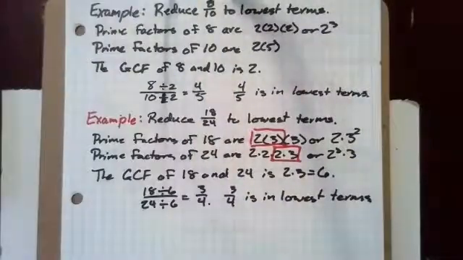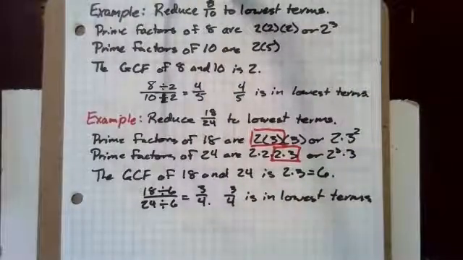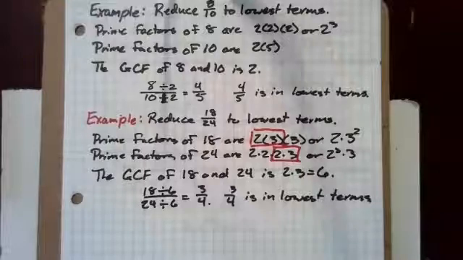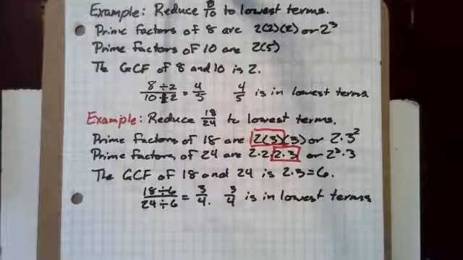Example, reduce 8/10 to lowest terms. To do this, we find a common factor. In fact, we want to find the greatest common factor of 8 and 10. Well, the prime factors of 8 are 2, 2, and 2. The prime factors of 10 are 2 and 5. So the greatest common factor of 8 and 10 is 2. I divide the numerator by 2. 8 divided by 2 is 4. Divide the denominator by 2. 10 divided by 2 is 5. 4/5 is in lowest terms.